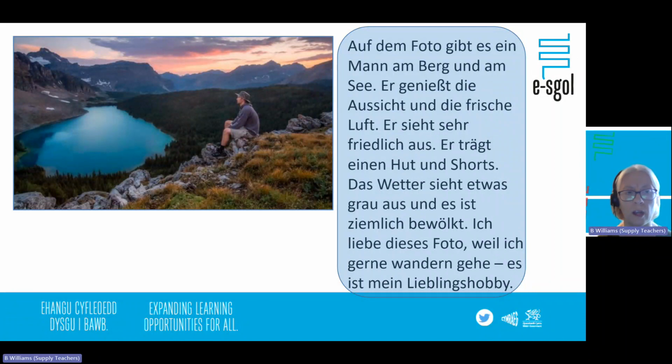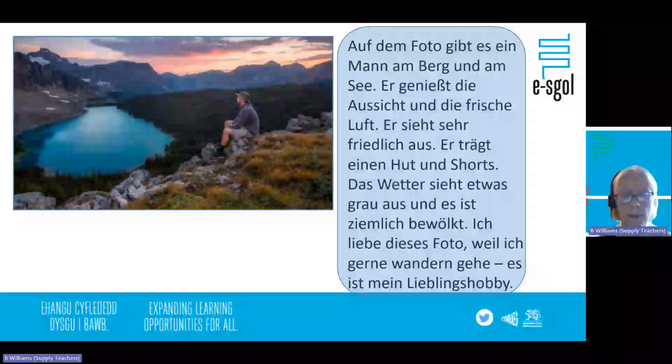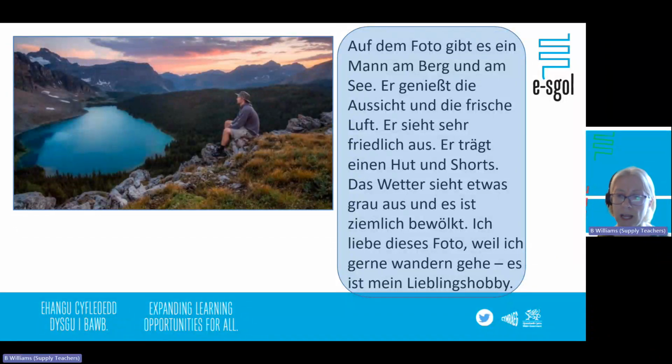So there's a man here overlooking a lake. What is he doing? What does the weather look like? So this is one of the first photographs we've seen where it's outside. So you could here speculate about the season. You could speculate about the weather. So it says here for the weather, das Wetter sieht etwas grau aus und es ist ziemlich bewölkt. So it looks slightly cloudy. But you could say again, why do you like this photograph? Do you like doing this kind of hobby? So you could say, ich liebe dieses Foto, weil ich gerne wandern gehe. Es ist mein Lieblingshobby. Yes, it's my favorite hobby, which is why I like this photograph.